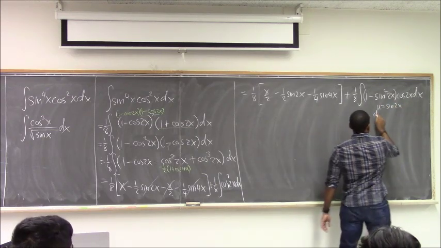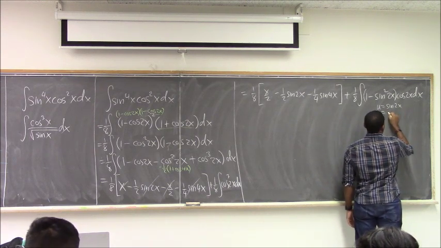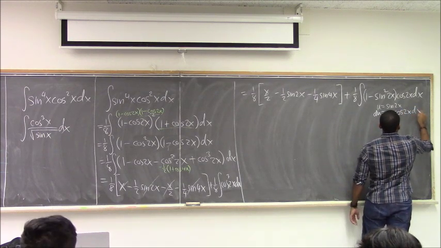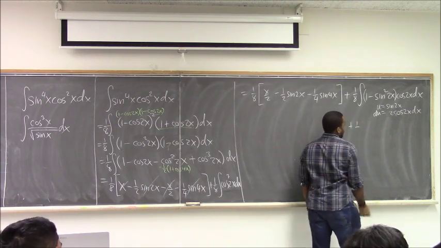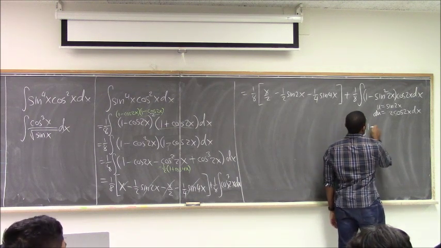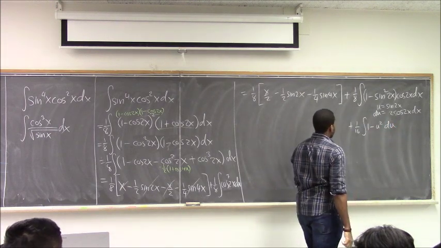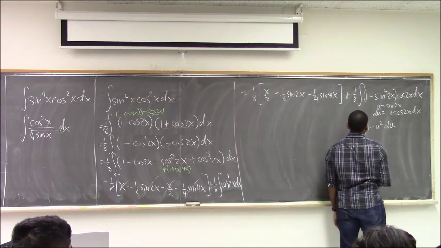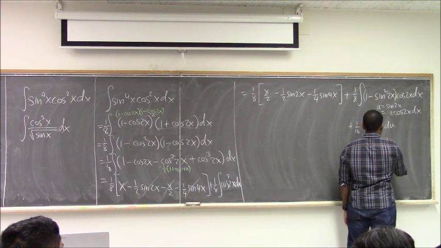du is going to be 2 cosine 2x dx. So this guy is going to become, you're going to get 1/2, so it's going to be 1/16 times the integral of 1 minus u squared du. That's u minus u cubed over 3.